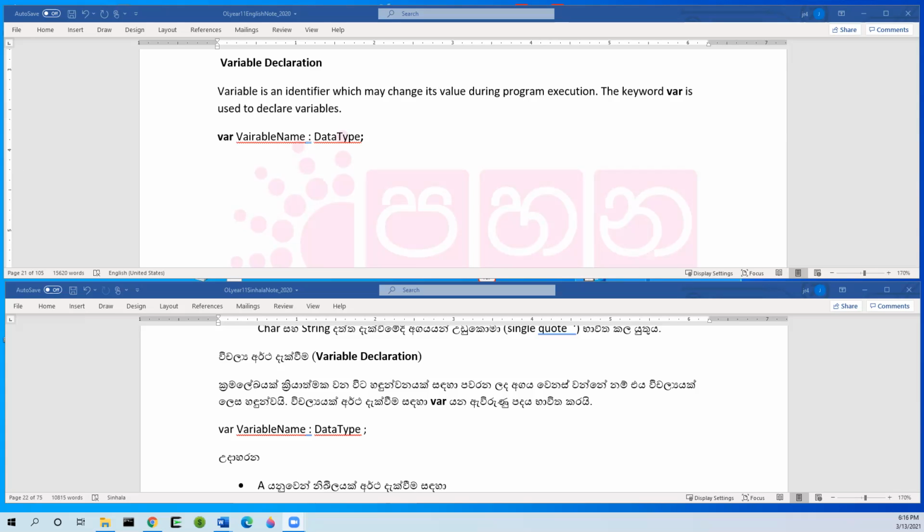Okay, we are going to discuss variable declaration. Once you identify the variable and its data type, we can declare the variable, right? For that, we use var, this is the keyword, and you put the variable name, a colon, and then the data type, and then the semicolon.